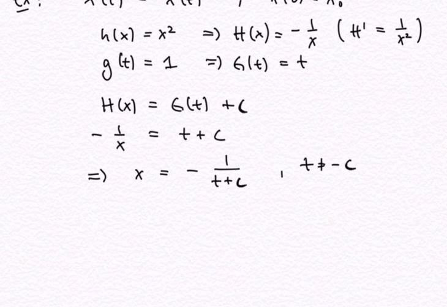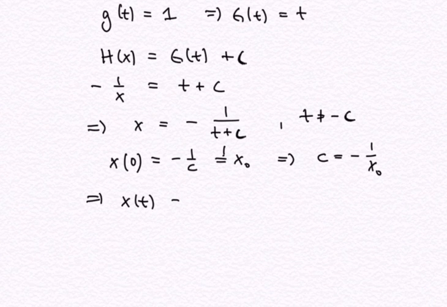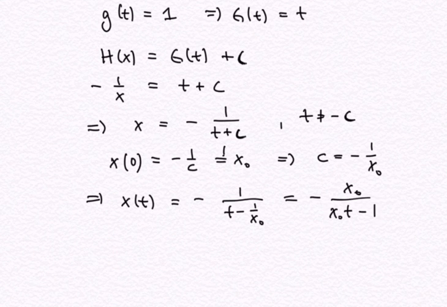In point in time 0, we get minus 1 over c. This needs to be equal to x naught, and therefore we get that c is equal to minus 1 over x naught. And thus we can write our solution for x that satisfies the initial condition as minus 1 over t minus 1 over x naught, or if you're so inclined, minus x naught over x naught times t minus 1. Yeah.